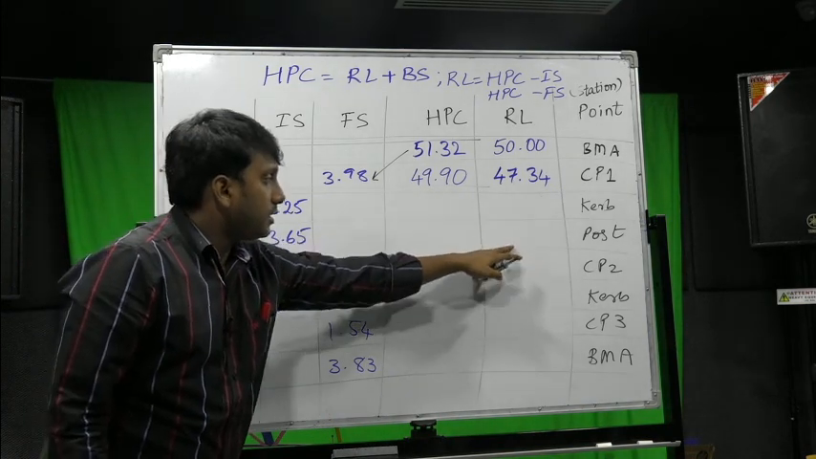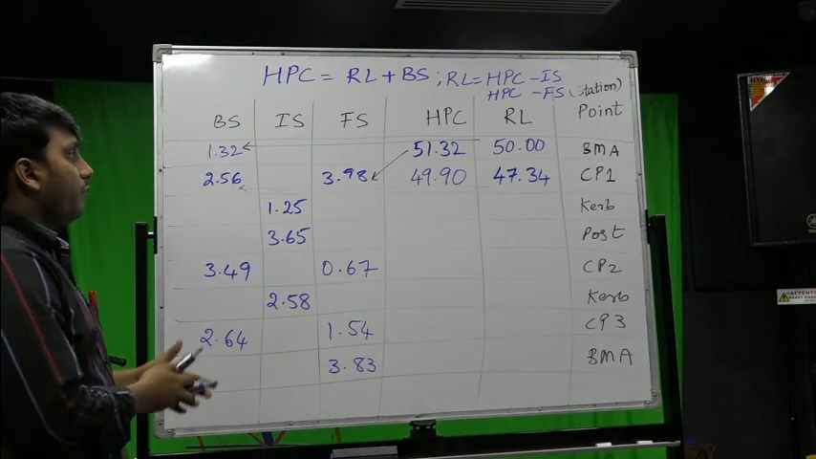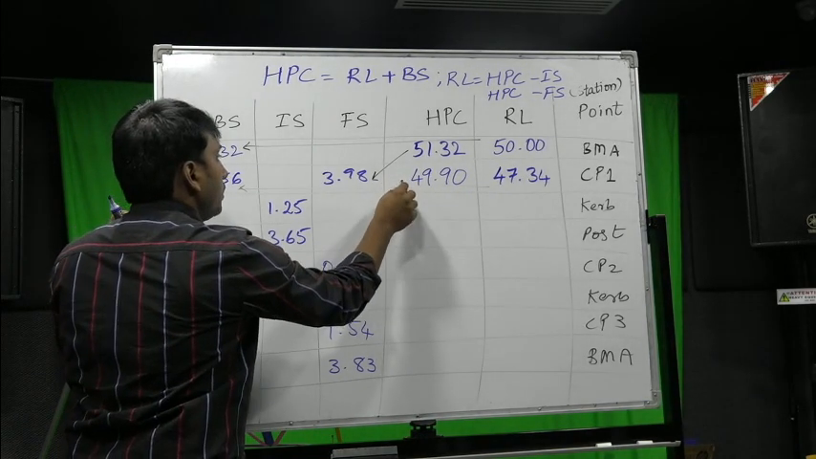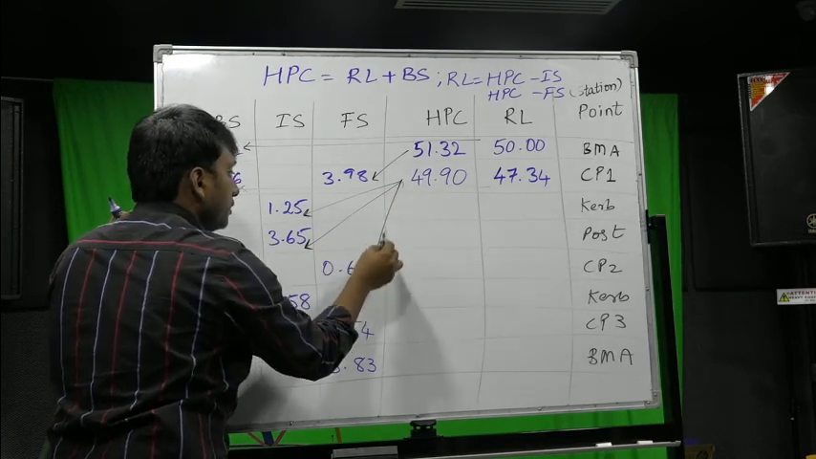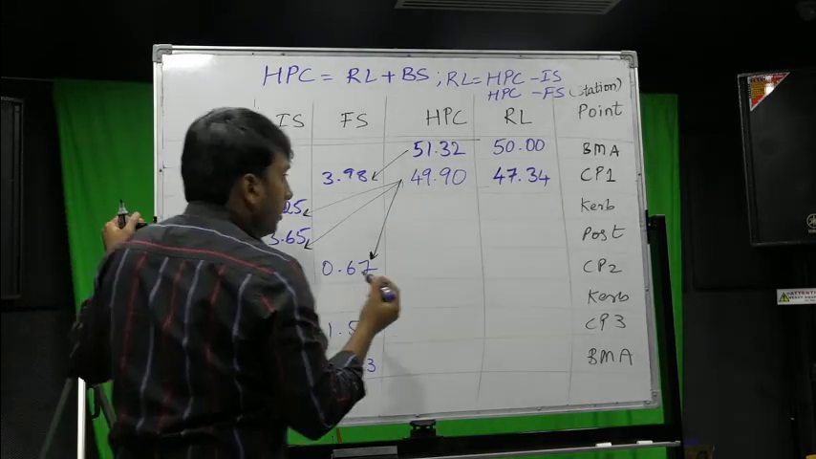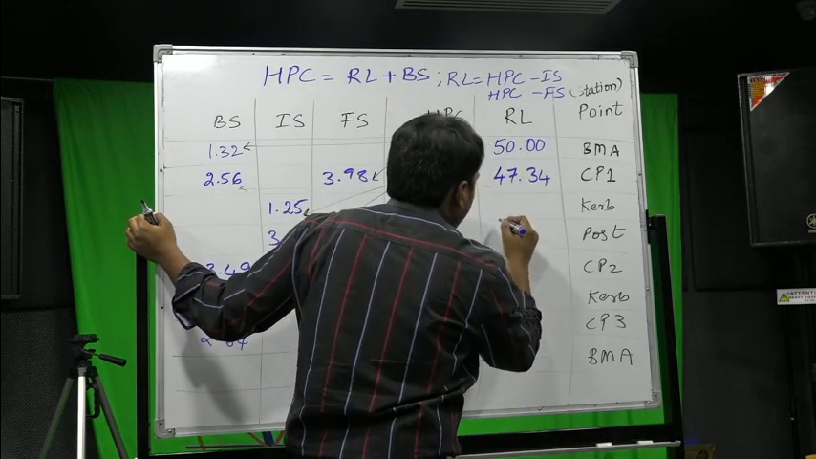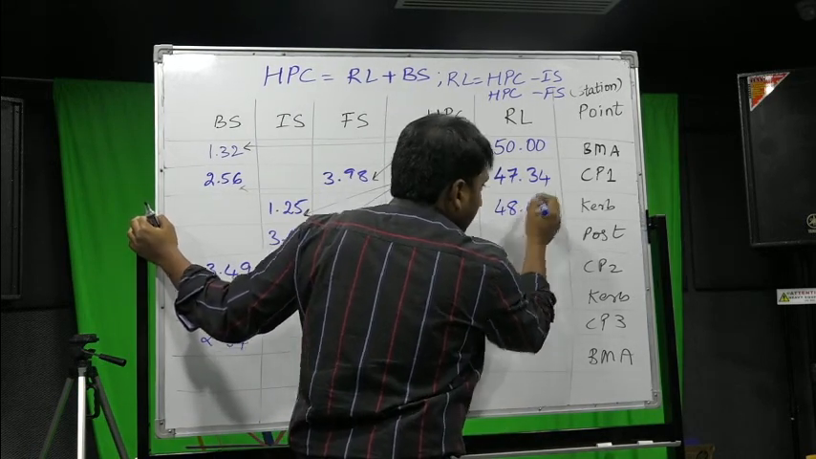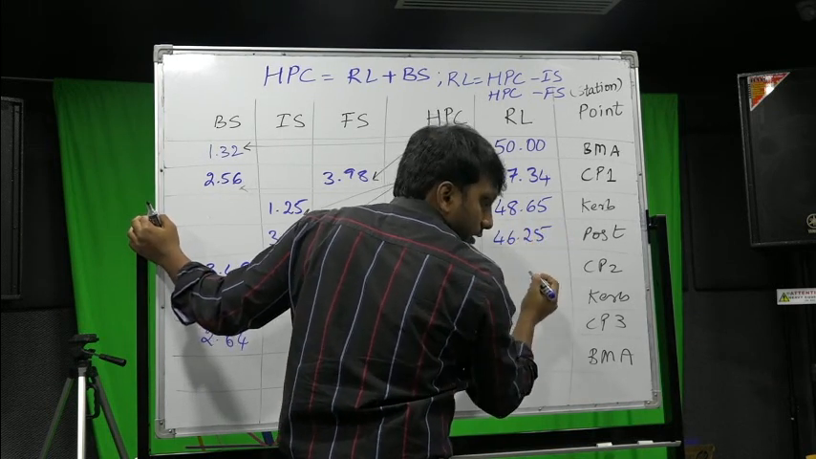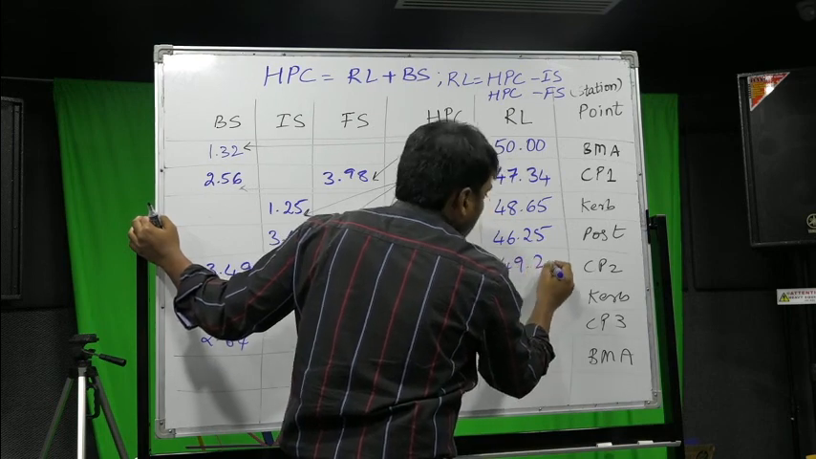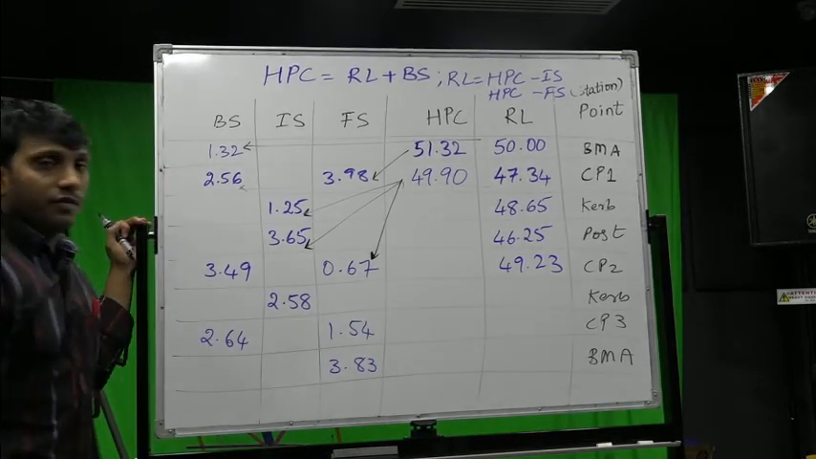To calculate the next three RLs, you require the intermediate sights and foresight. So HPC minus intermediate sight, HPC minus intermediate sight and HPC minus foresight. I am just copying the values. So now you need to calculate the RL. RL at curb 48.65, RL at post 46.25, RL at CP2 49.23.